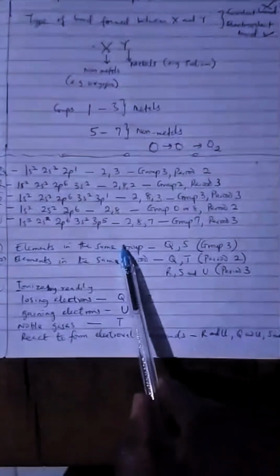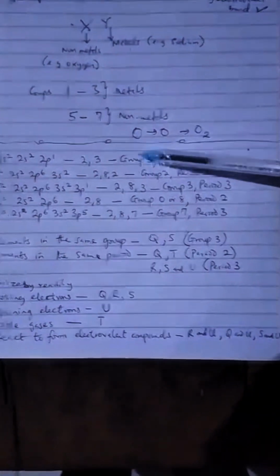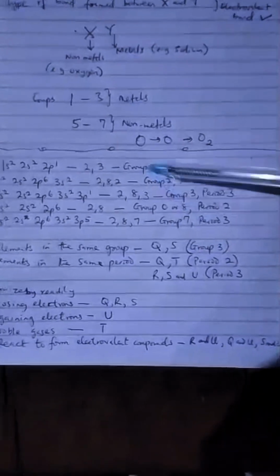Now, the question asks for the elements in the same group. So look at the elements in the same group. You have group 3, you have group 3. So you have only 2 elements in the same group, and those are elements Q and S. Group 3, group 3.